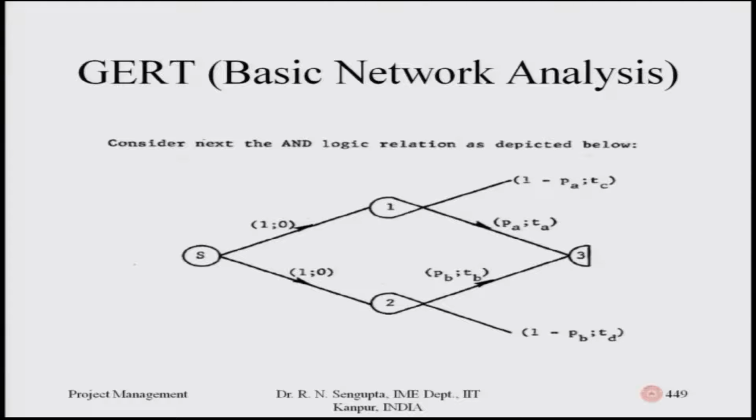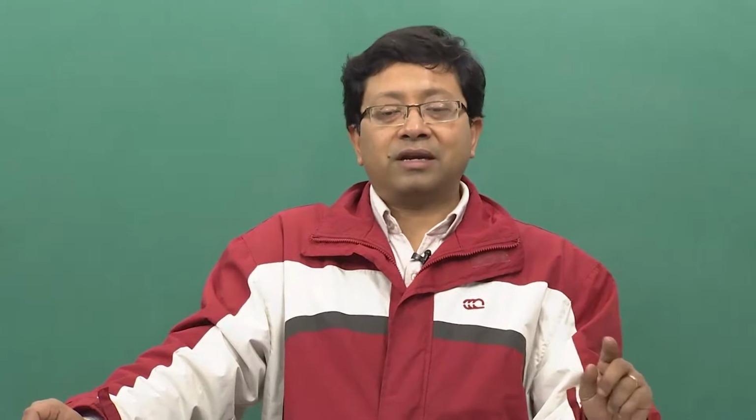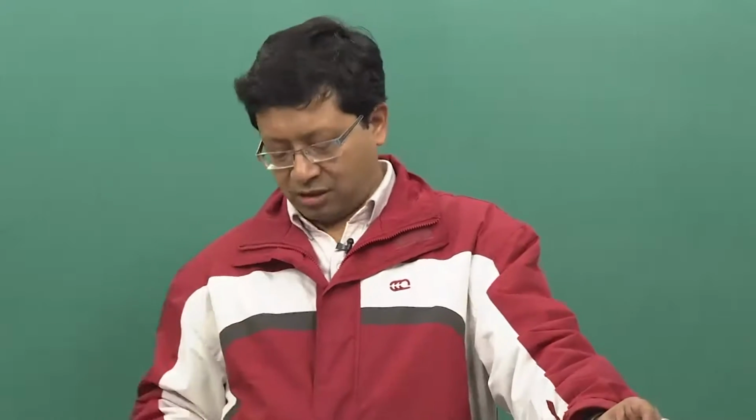It has a probability of P suffix A comma T suffix A, which is the probability and the time, and corresponding to the fact that 3 is also joined by 2, the corresponding values are P suffix B and T suffix B. And if you see the alternative arcs going out from 1 and 2 separately, one would have 1 minus PA for the path which is joining 1 and 3, and for the bottommost path going out from 2 and not joining 3, the probability would be 1 minus PB, where PB is the probability joining 2 and 3, and the corresponding times would be given accordingly.